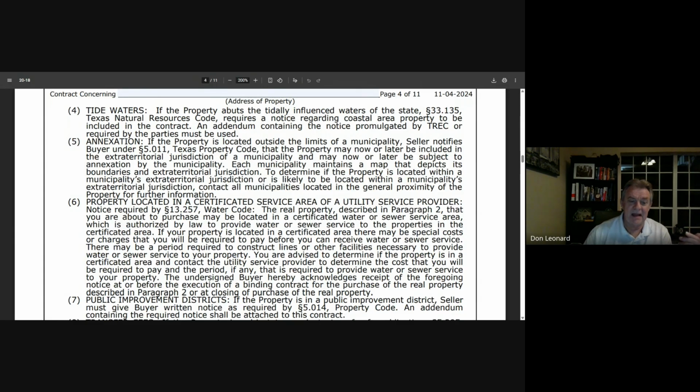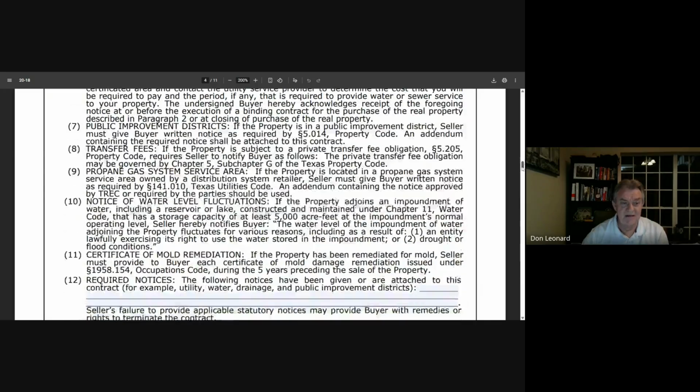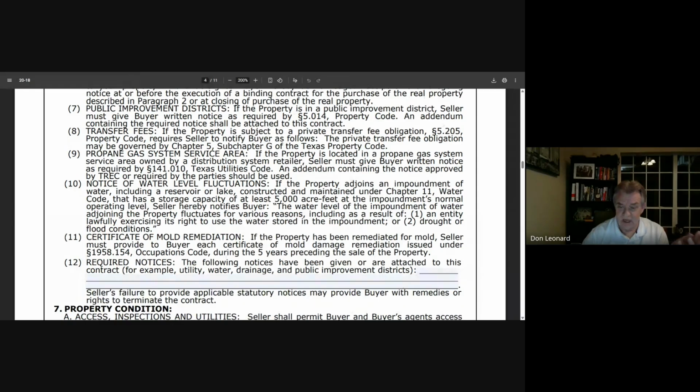That you, as a buyer, you should determine those things before you close. Again, all of these are disclosures that the seller's having to make to the buyer, other than that first one, which is a disclosure we have to make to the buyer.